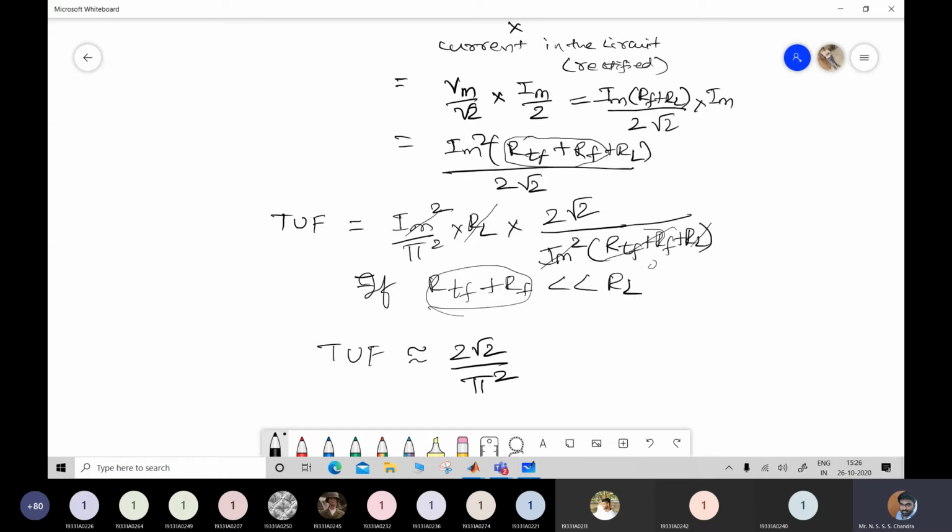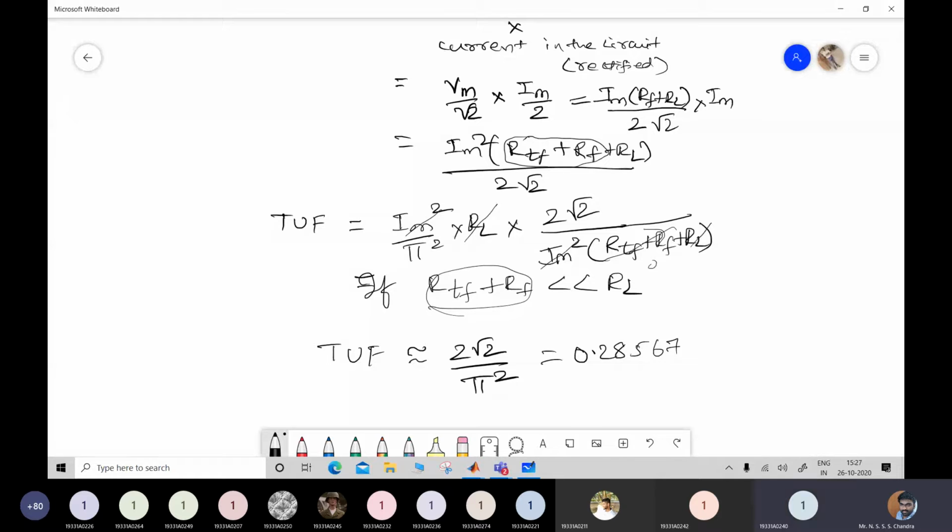You find out and tell me the value of 2 root 2 by pi square. 0.28657, sir. Just a minute, let me check. 0.28657. Okay, so that's your TUF value.